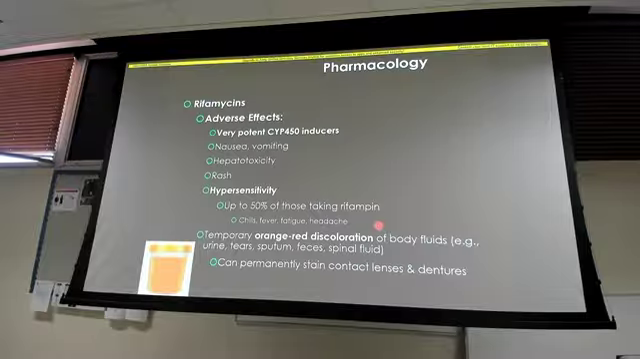Their teeth, their dentures, okay? Nobody wants orange-red dentures, that's not what they paid for. So just let them know, hey, it is possible for this to occur while you're taking this medication, right?